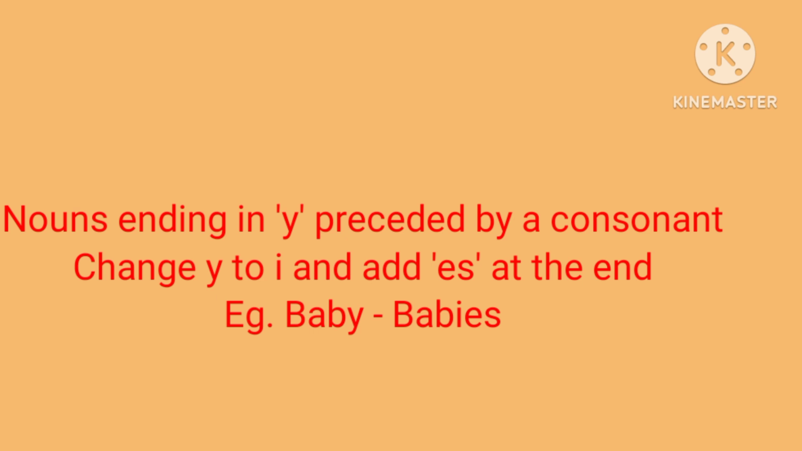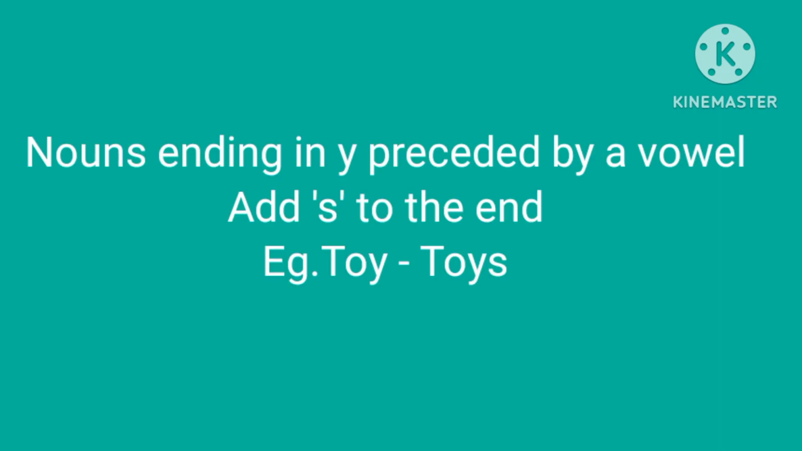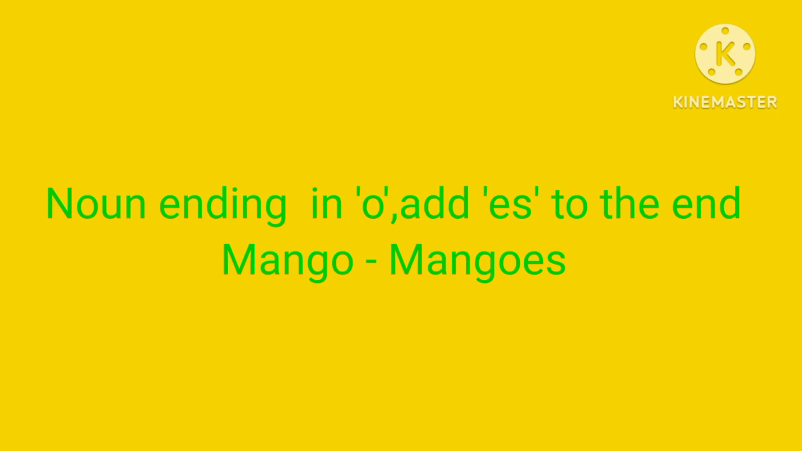Nouns ending in y preceded by a consonant, change y to i and add es at the end. Example, baby, plural babies, B-A-B-I-E-S. Nouns ending in y preceded by a vowel, add s to the end. Example, toy, toys, T-O-Y-S. Nouns ending in o, add s to the end.